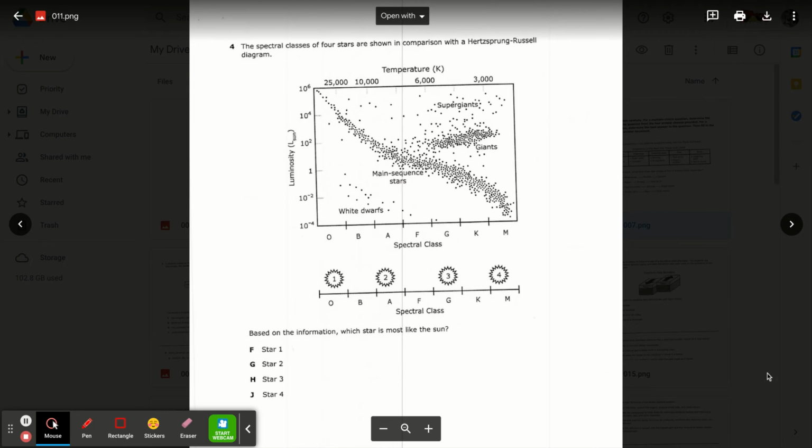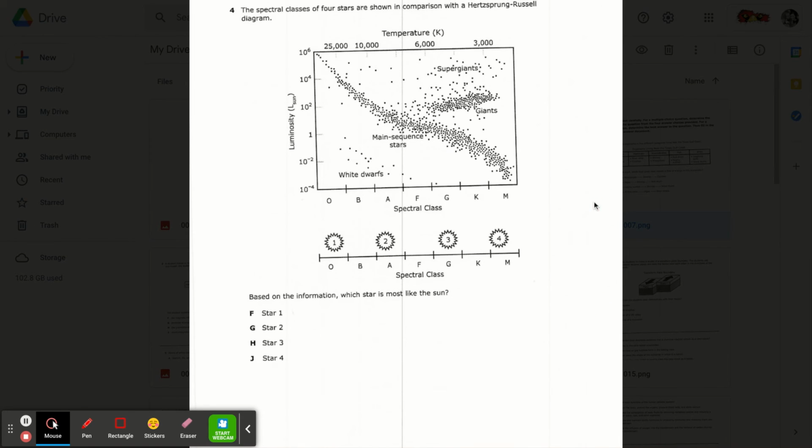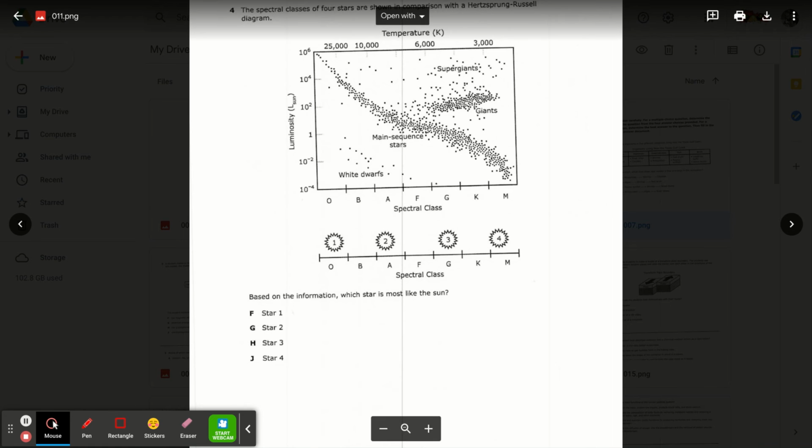Number 4, the spectral classes of 4 stars are shown in comparison with a Hertzsprung-Russell diagram. Based on the information, which star is most like the Sun?